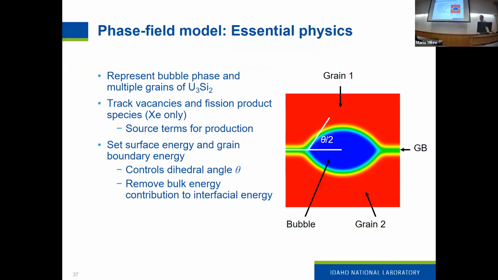To do that, we're using a more sophisticated phase field model. Some of the important physics that it captures are the grain boundary and surface energies. We can control those independently. We can look at multiple grains of the silicide fuel, unlike the Cahn-Hilliard model that I described before. We track vacancies and fission product species independently from each other.